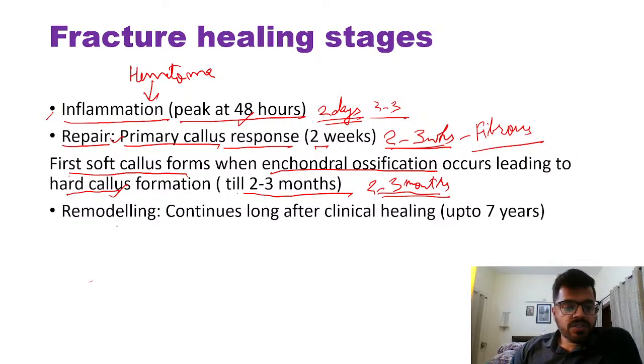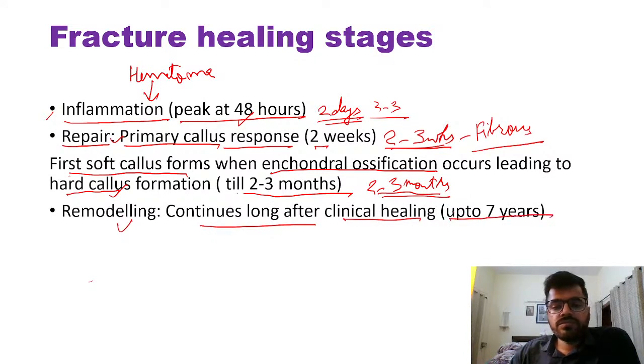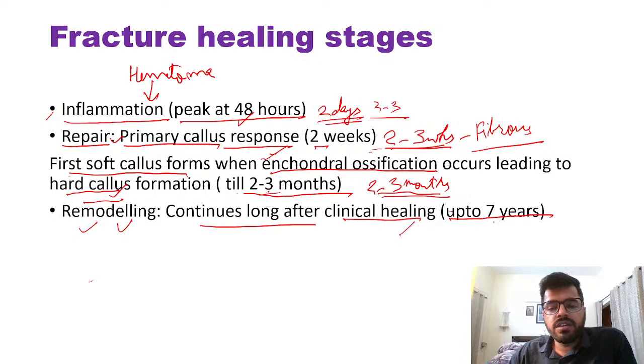Then there is a stage of remodeling, which continues long after clinical healing. It can continue up to 7 years. So first there is hematoma and inflammation, then primary callus response in 2 to 3 weeks. Then endochondral ossification occurs in that soft callus, leading to formation of hard callus, which takes place till 2 to 3 months. After that, remodeling occurs and continues after clinical healing, and it occurs up to 7 years.